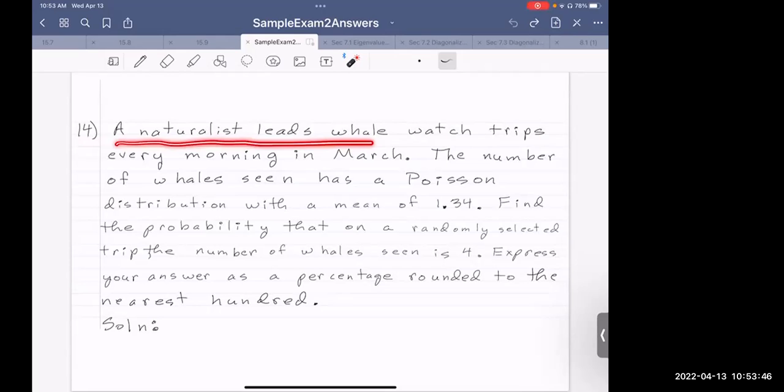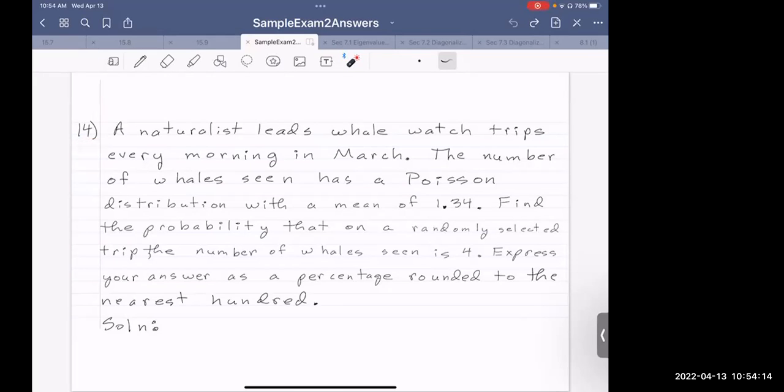Steve, a naturalist leads whale-watch trips every morning in March. Yes. I'm just gonna leave, okay? Yes. Okay, bye. Okay. Bye right now. Okay.